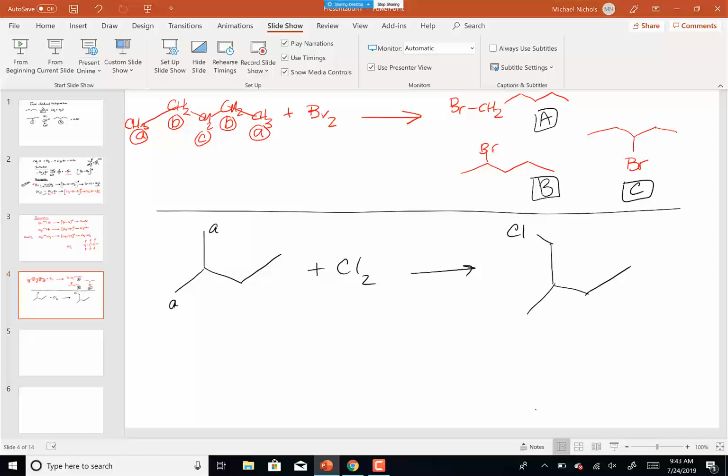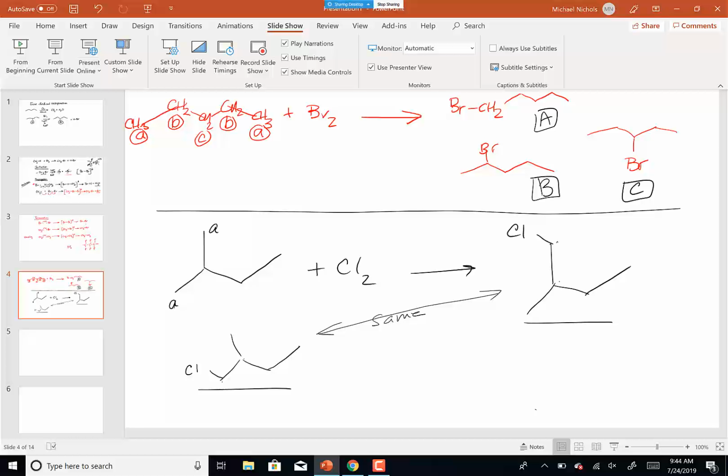What about these? So in other words, is this product and this product the same? Yeah. If I was to name them, I would name this 1-chloro, 2-methyl butane. This would be 1-chloro, 2-methyl butane. So those two are the same. So these two products are the same. And so that means the A would go on both of the methyl groups.